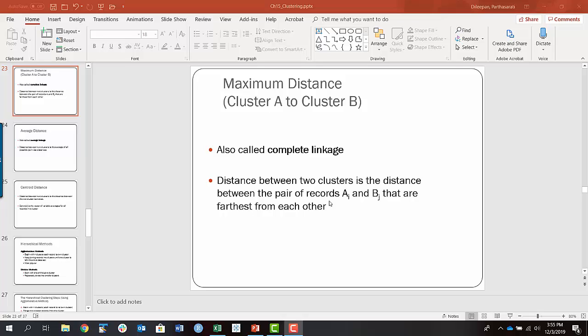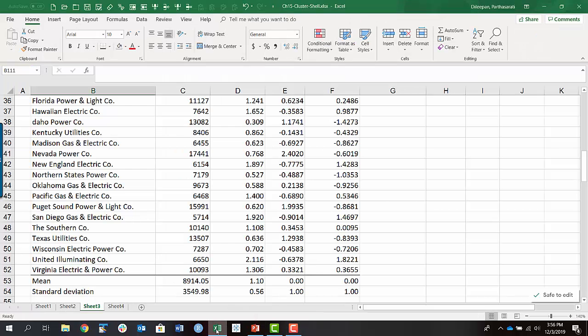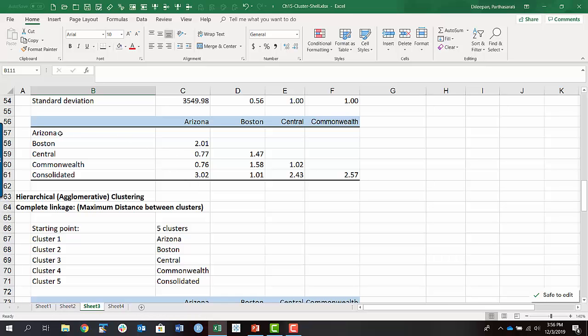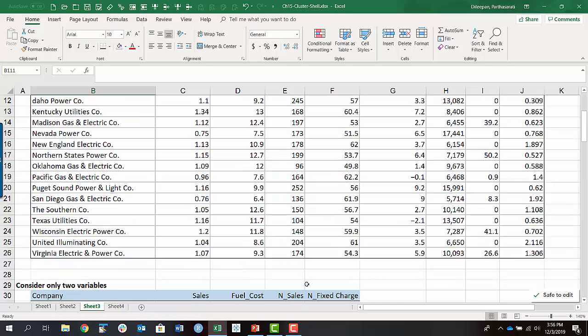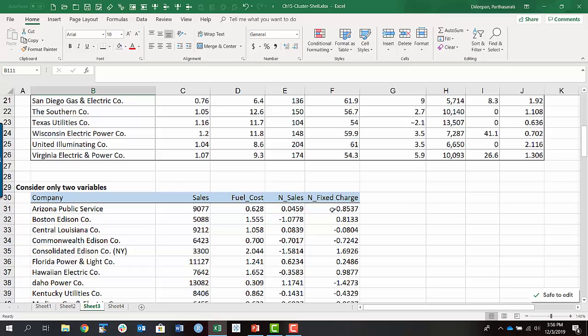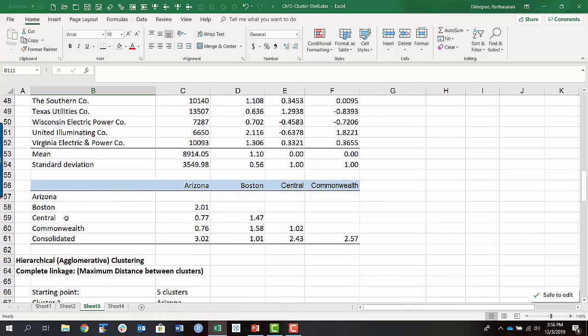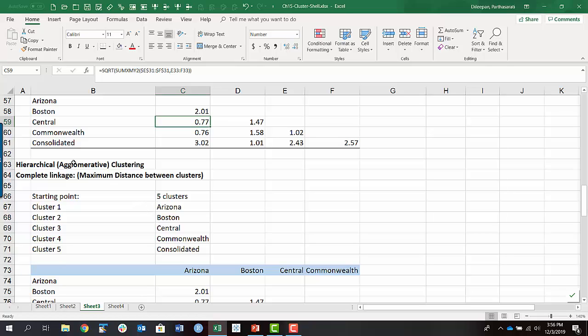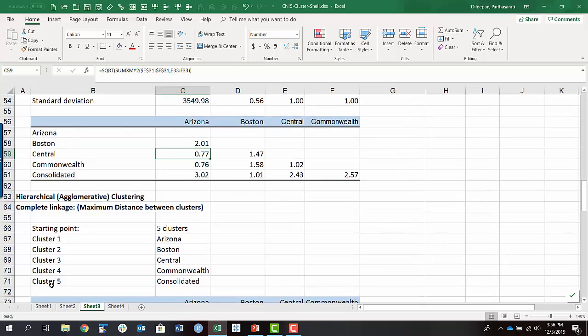Let us now look at complete linkage approach to measuring distance. So same example. We're going to only look at two variables which we have already normalized, and we're only going to look at top five observations. And we already have the distances calculated, and we start with each observation being a cluster of its own. So there are 5 clusters.